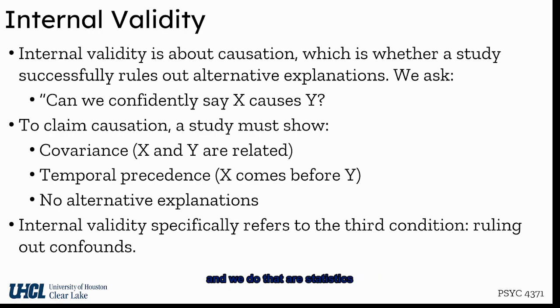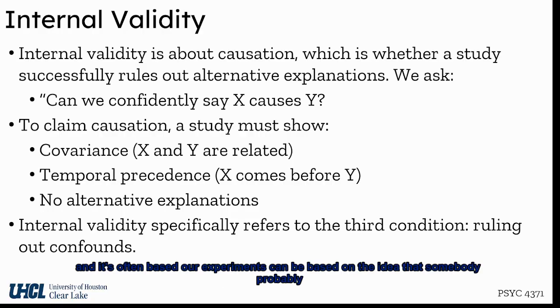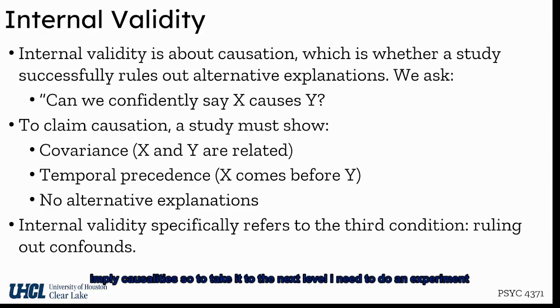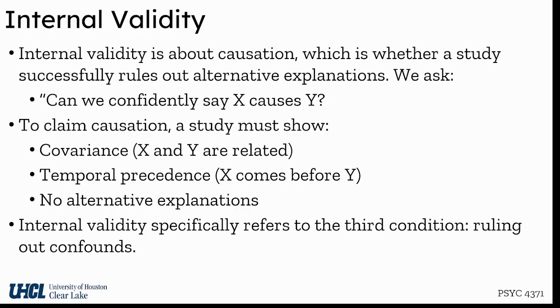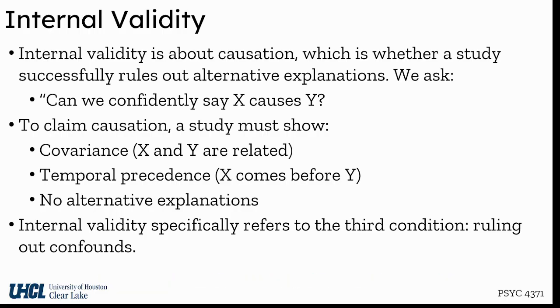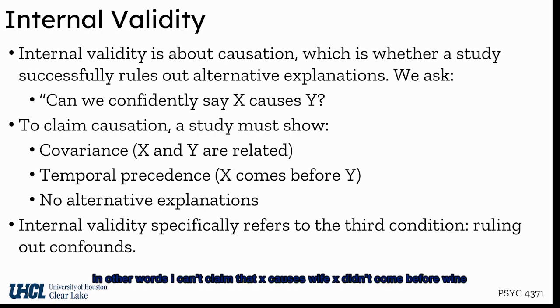And we do that through statistics, and our experiment is often going to be based on the idea that somebody probably already did some sort of study that showed that those two variables were correlated. Remember, correlation doesn't imply causality. So to take it to the next level, I need to do an experiment. You also have to have temporal precedence. Temporal has to do with time. And in temporal precedence, variable X has to occur before variable Y. In other words, I can't claim that X causes Y if X didn't come before Y.